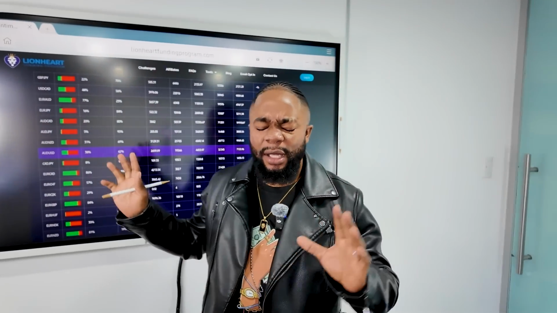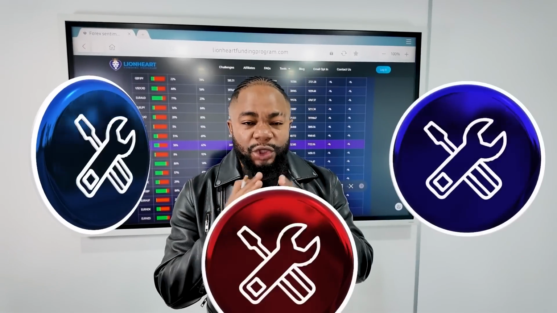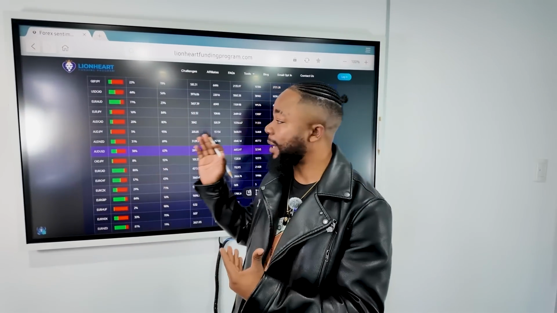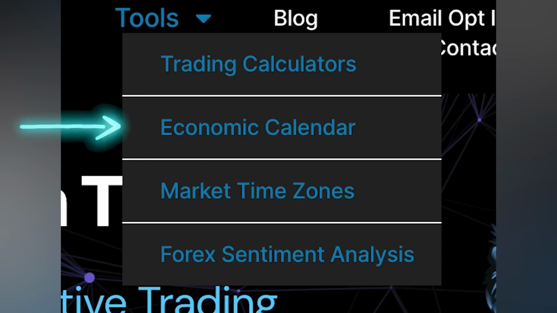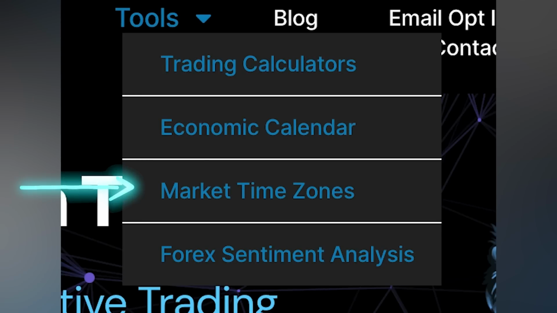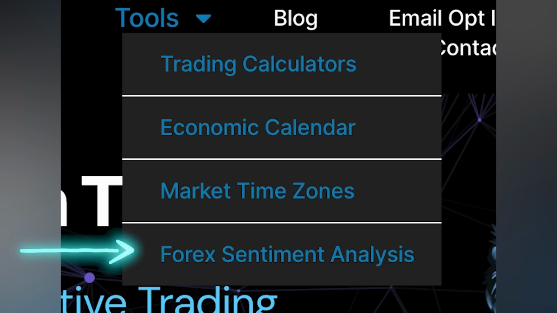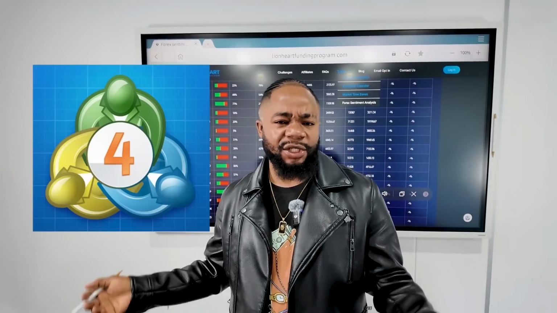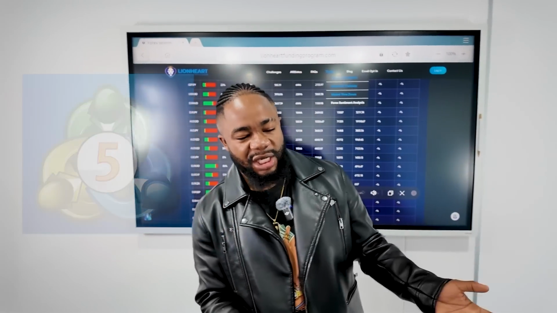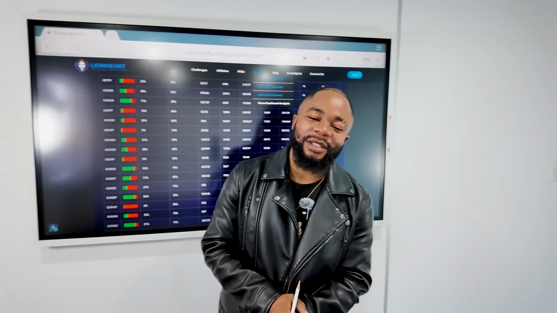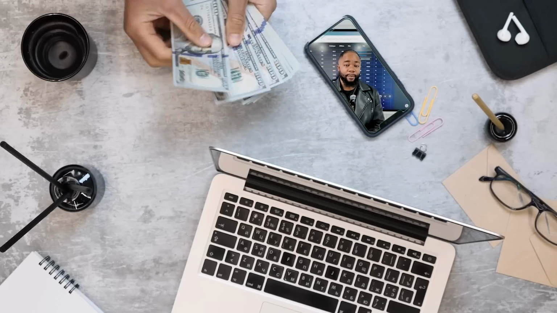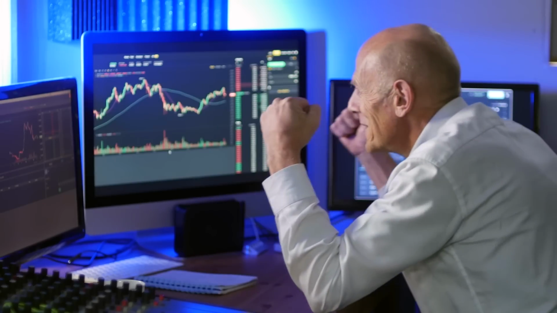So Lionheart Funding Program had one goal in mind: to provide you with all the tools you need in the forex market in one place. So here you have all the tools. You have your trading calculator, your economic calendar, your market sessions calculator, and your sentimental analysis tool. The rest, like MetaTrader 4, MetaTrader 5, TradingView, are just generic tools which you need. But beside that, these are all the tools you need to be able to make money in forex trading in 2024.